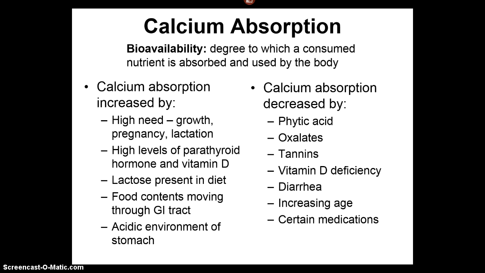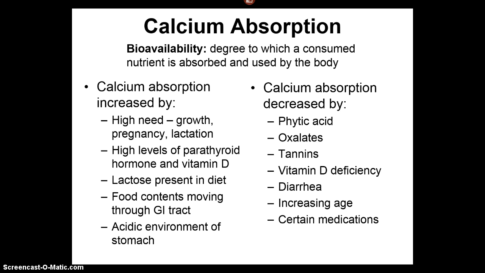Other foods that are in the GI tract at the same time, we mentioned the oxalates and the phytates found in lots of fruits and veggies and high fiber foods, can actually compete with the binding. And then you need the stomach to have an acidic environment to absorb calcium. So that is kind of interesting, because a lot of people will take Tums to increase their calcium intake, but it's not really the best source.